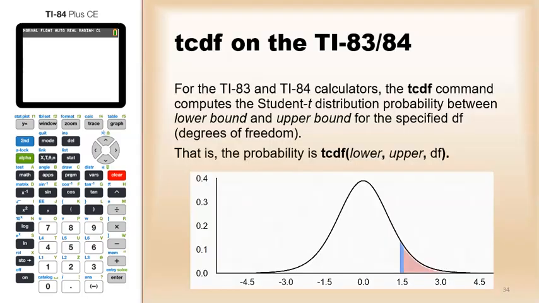All right, so your calculator, whether a Casio or a TI-83 or TI-84, has a function like the normal CDF command, but it's called the tcdf command, or for the Casios, tcd. It computes a student t-distribution probability between a lower bound and upper bound for a specified degrees of freedom. The probability is in the form of tcdf, lower bound, then upper bound, then degrees of freedom. It works the same way as a normal CDF. The only difference is that you deal with the degrees of freedom and not the mean and standard deviation.